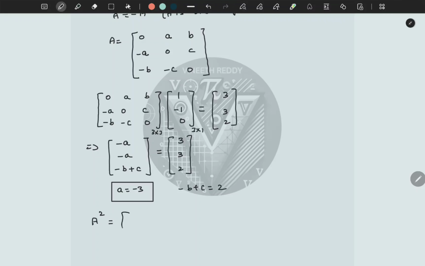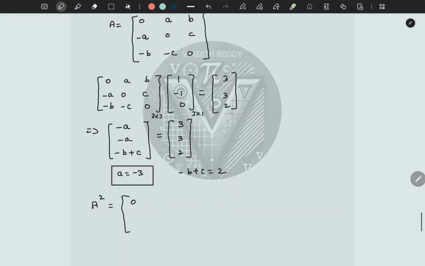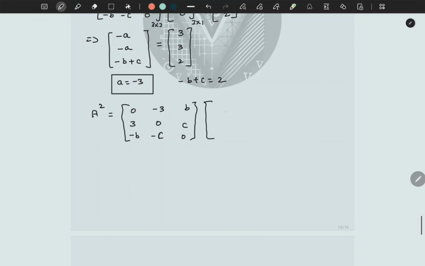So A square will be A into A, dear students. So it should be 0. Acha, a is anyways minus 3. Let me write minus 3 here. b minus a will be 3. So A square will be A into A. So again we have to multiply this with A. So what do we get here, dear students? 0 into 0 is 0. Minus 9 minus b square. And then we get 0, 0 and minus bc, I think.